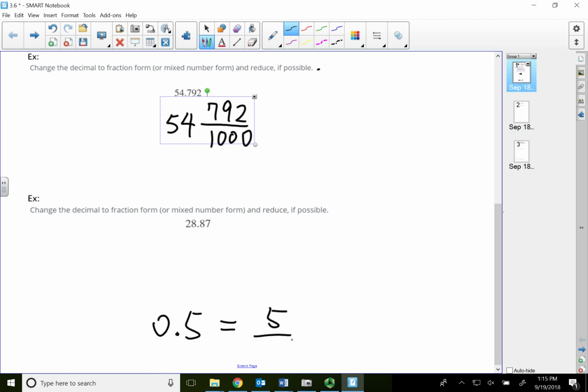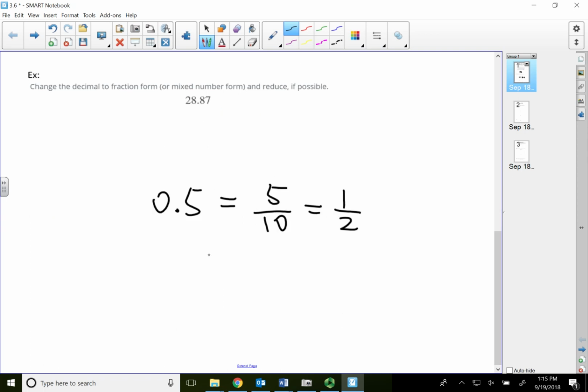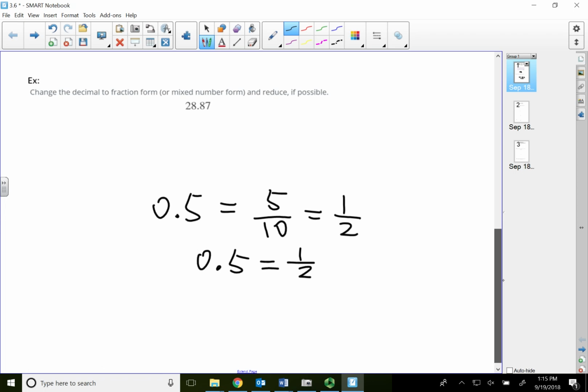So once I write it as a fraction, remember, not every decimal can turn into a fraction, but every fraction can become a decimal. So 5/10, reduce that, becomes a half. Most of the students know 0.5 is a half, and that's their relationship. So what we're saying is 0.5 is equal to 1/2. They're exactly the same thing, just in different form. One is in fraction notation, the other one is in decimal notation.